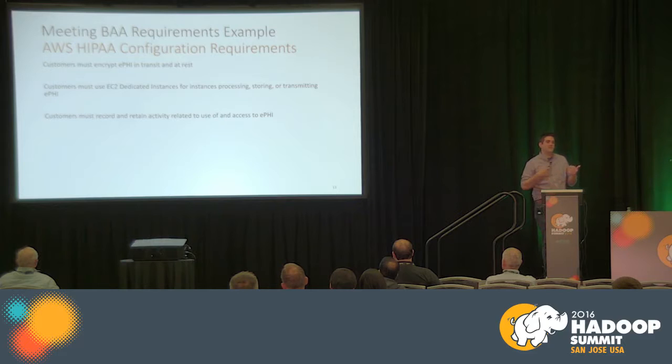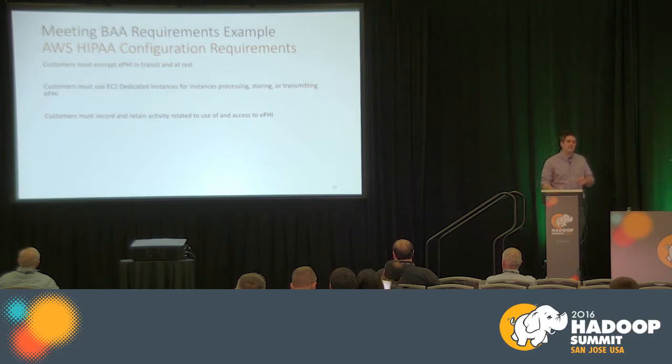As an example, the BAAs will vary by cloud provider a little bit, but in general they're after the same sorts of configurations. First of all, customers have to encrypt ePHI in transit and at rest. This is one we really enforce, because it protects you against that breach notification. The breach notification is for unsecured PHI. If you have everything encrypted, that could potentially save a lot of headaches.